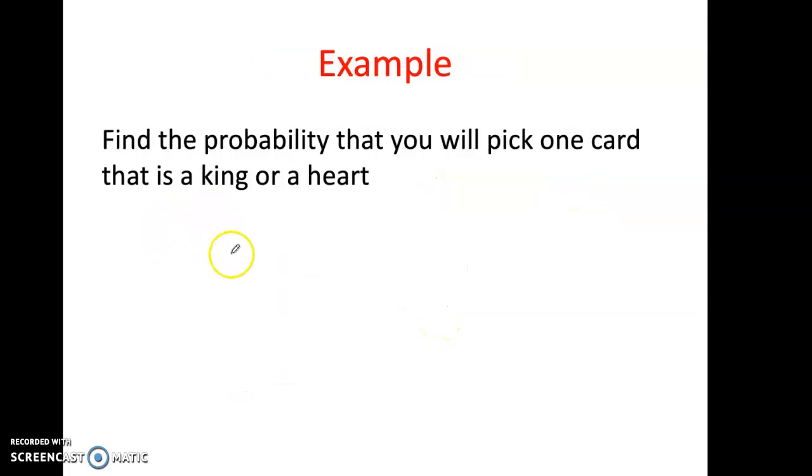So find the probability you'll pick one card that is a king or a heart. Well, we have 4 kings and we have 13 hearts, but we have one card that's a king and a heart together. So it kind of doubles in both. We have the king of hearts. So you're going to deduct one from either the king or the heart. So if you start with 4 kings, you're going to have one less heart. So that means the probability is going to be 16 out of the total 52, because it could be one or the other. Both are acceptable.